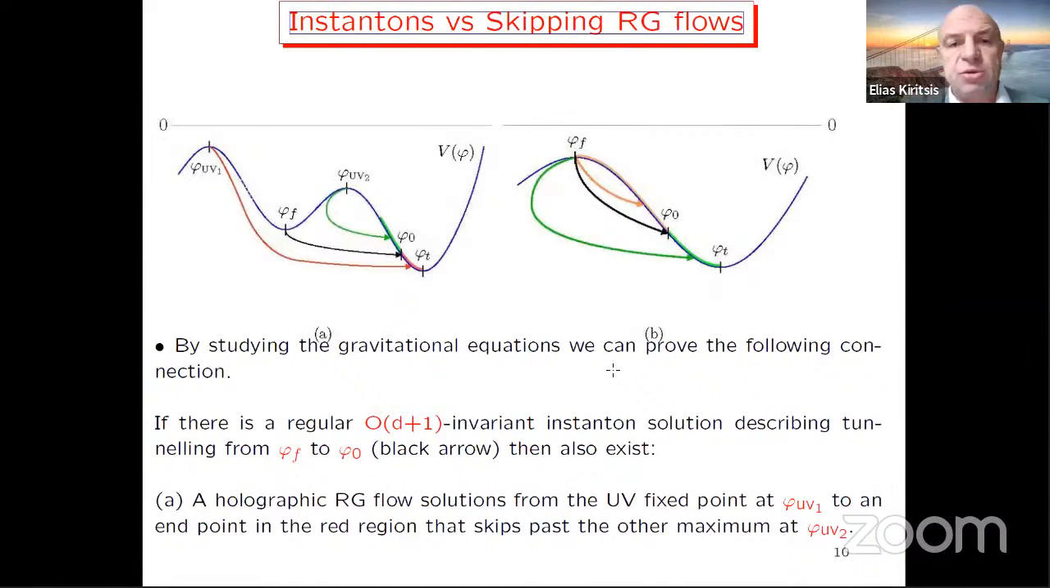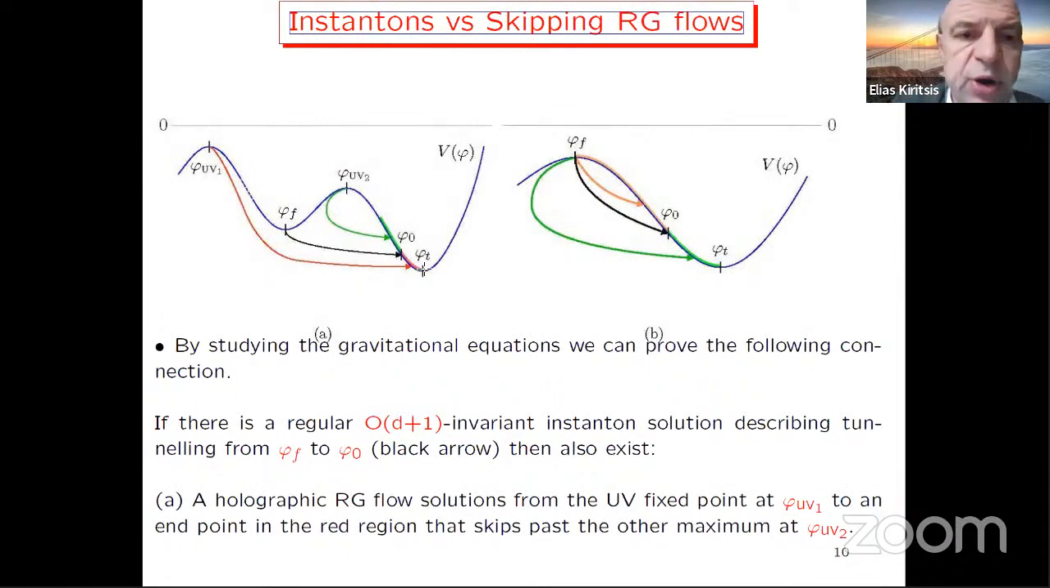So let me now come to the connection with the skipping flows. By studying carefully the gravitational equations, we can prove the following statement. I will not prove it for you, but if somebody cares, I can discuss it at the end. What you can prove is that in order for an O(D+1) invariant instanton solution to exist that describes tunneling from the false minimum to the true minimum, there must exist a holographic RG flow solution from this UV fixed point to this IR fixed point, and this flow is unusual. Why is it unusual? Because it doesn't end at the next minimum. It skips these two intermediate fixed points and goes directly to this one.